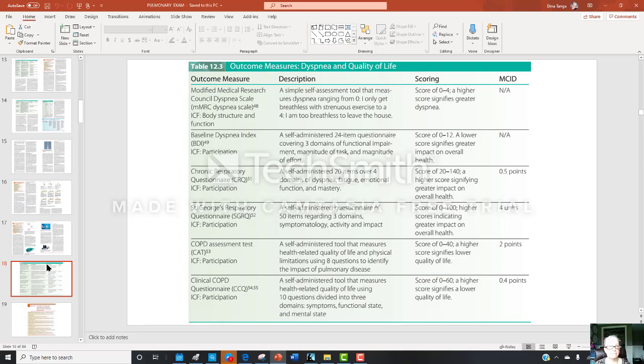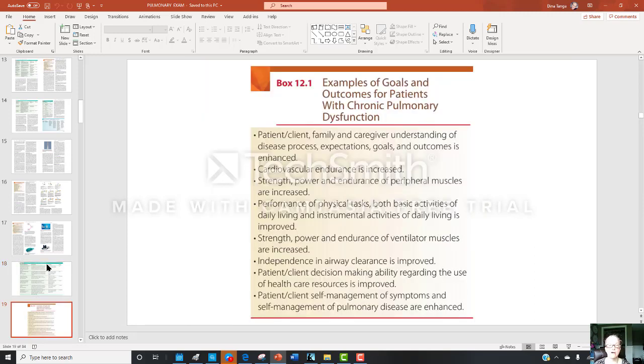Some of the tables that the reading talked about was Table 12.3, outcome measures, dyspnea, and quality of life. Box 12.1, examples of goals and outcomes for patients with chronic pulmonary dysfunction. Patient, client, family, and caregiver understanding of disease process, expectations, goals, and outcomes is enhanced. Cardiovascular endurance is increased. Strength, power, and endurance of peripheral muscles are increased. Performance of physical tasks, both basic activities of daily living and instrumental activities of daily living, is improved.